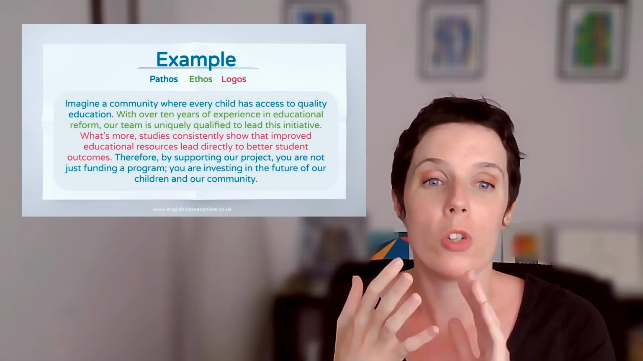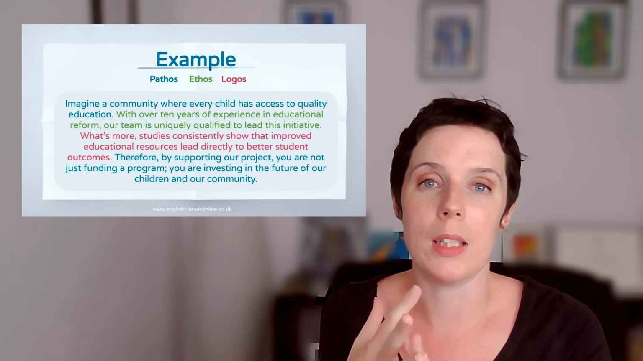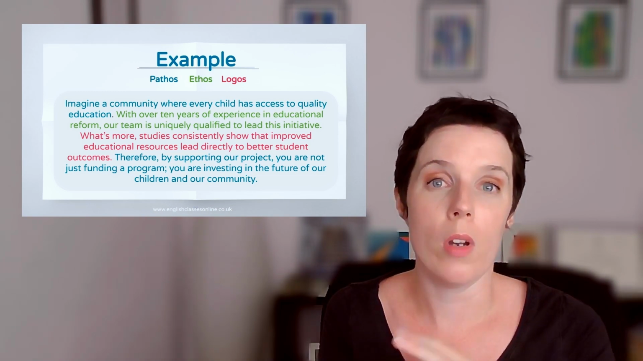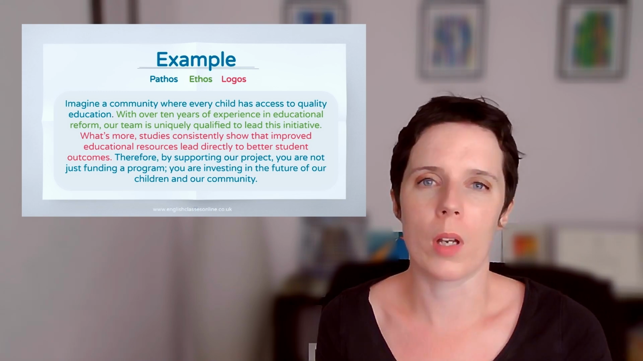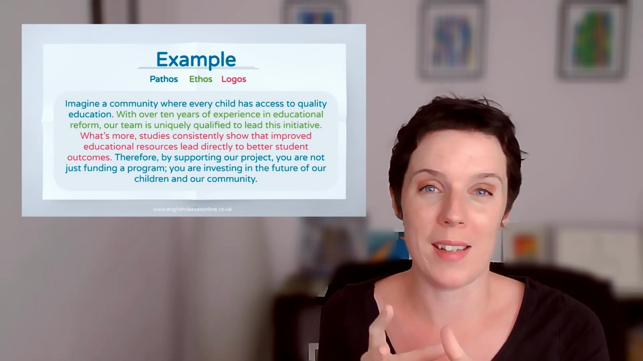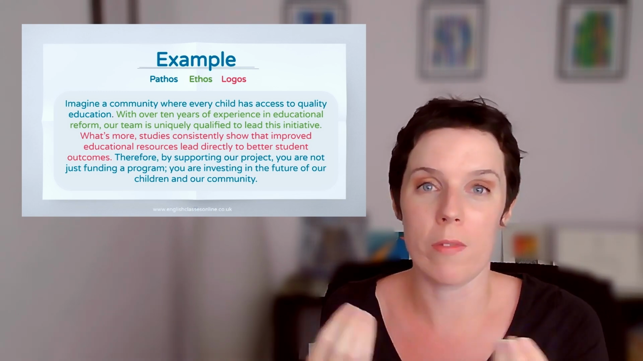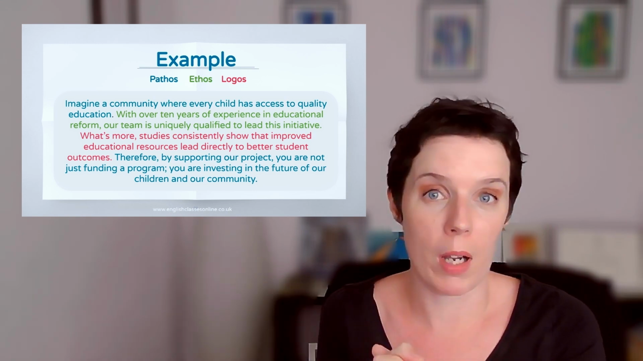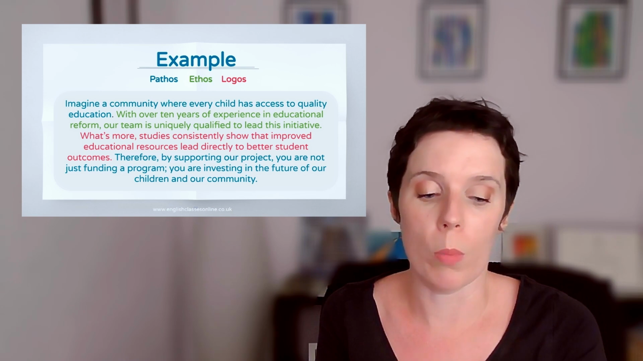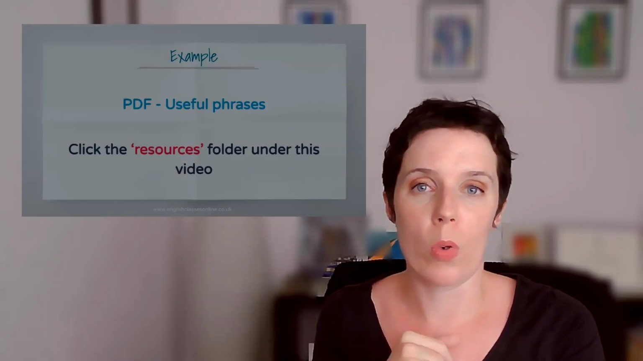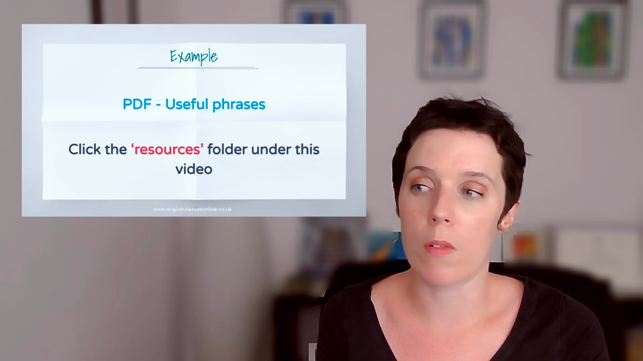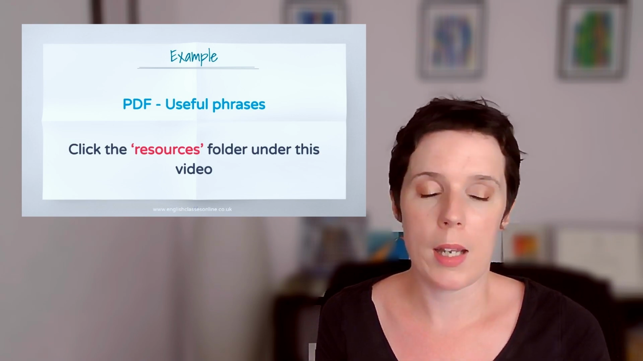All right. So emotion, credibility, and logic, they're the three things that you need to focus on to write your proposal. I hope that's given you a bit more of an idea of what persuasive writing looks like and how you need to write a body paragraph in particular for your proposal. As usual, these useful phrases will be in the PDF under this video in the resources folder. If you need any of them, go ahead and download that there.